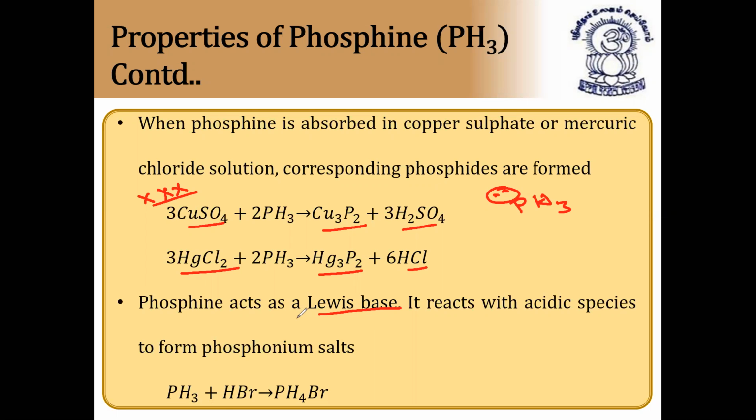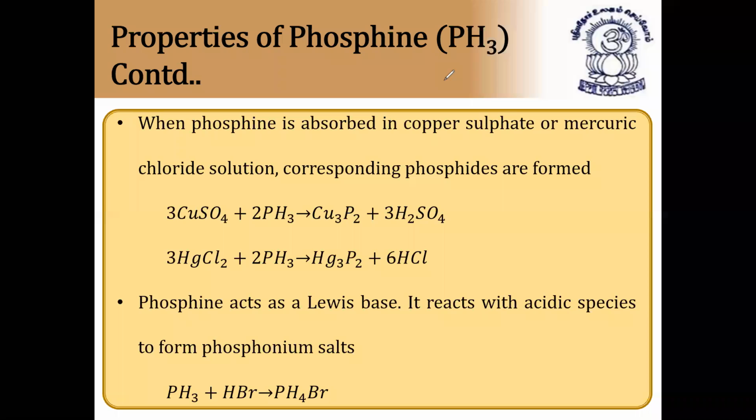What is a Lewis base? The substance which donates its lone pair of electrons is said to be a Lewis base, and the substance which accepts the lone pair of electrons is called a Lewis acid. So ammonia is a base, and phosphine is also a base. Phosphine acts as a Lewis base. It reacts with acidic species to form phosphonium salts. So when phosphine combines with HBr, it forms PH4Br, phosphonium bromide. It donates its lone pair of electrons to HBr. So that's why it is a Lewis base.